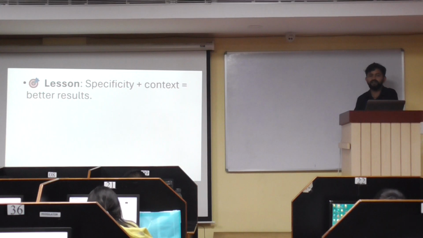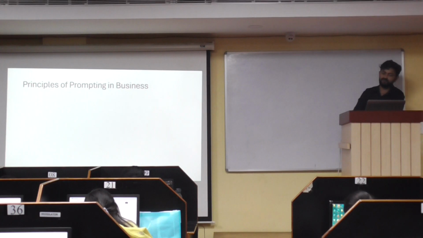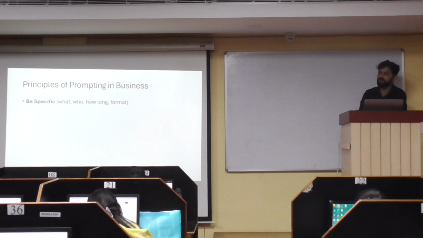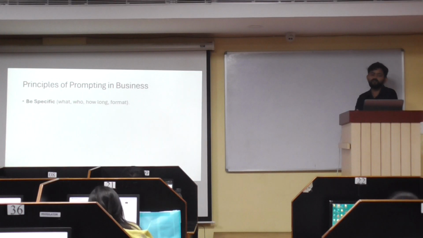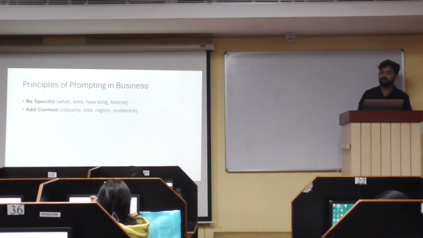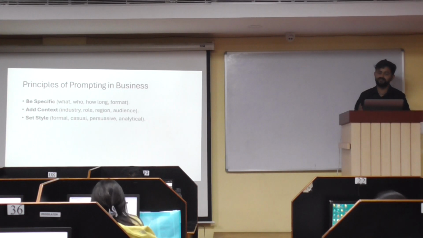The next way of writing a good prompt, or the next way of doing prompt engineering, is by using agents. Now let us see how we can use agents. Say for example, some principles are there of prompting in businesses. That is, be specific. First of all, we need to be specific, which includes what, who, how long, and what will be the format. This is the first thing that you need to remember. The second one is add the context. First of all, be specific, then add the context, then the next thing is set the style.